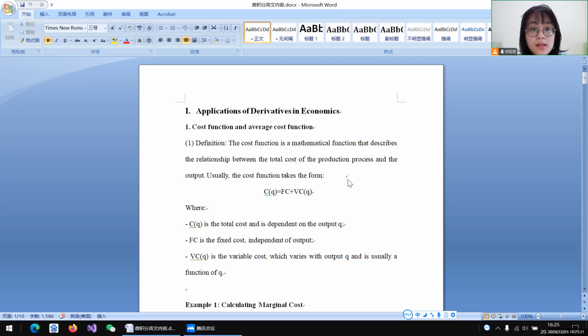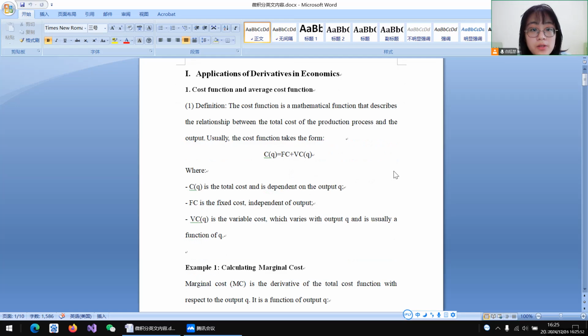The definition is that the cost function is a mathematical function that describes the relationship between the total cost of the production process and the output. Usually, the cost function takes the form C(Q) equals FC plus VC(Q). We should know that C(Q) is the total cost and is dependent on the output Q.